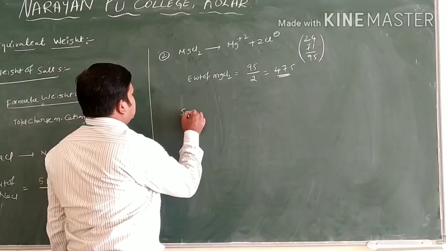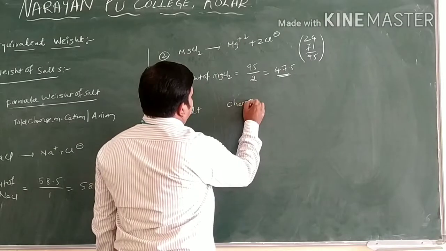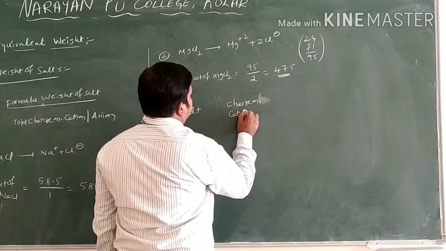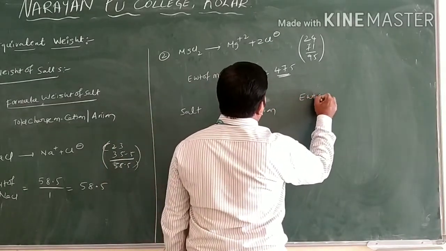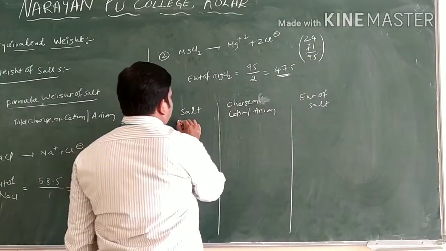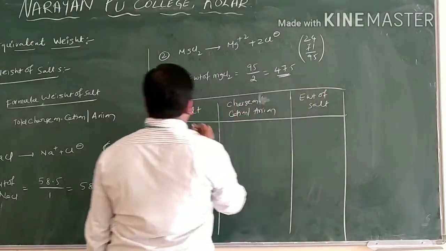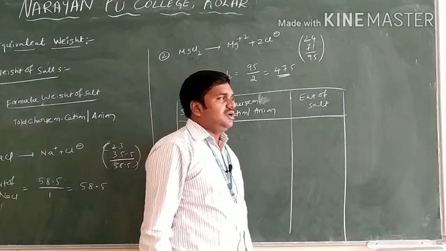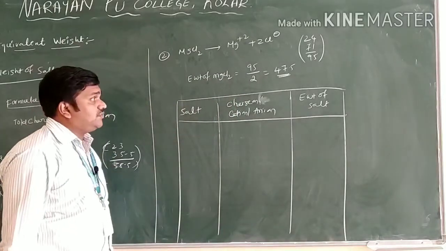You can take the salt, and you can take the charge on the cation or anion, and you will write here the equivalent weight of the salt. Equivalent weight of the salts. So we have to draw the table like this, how you wrote for the elements, for the acids and for the bases. Now we will discuss some examples on the equivalent weight of the salts.